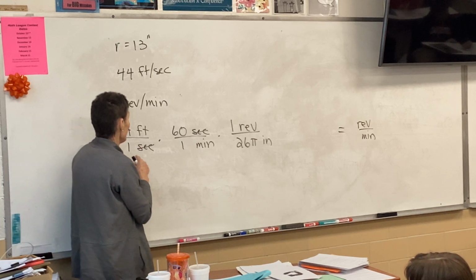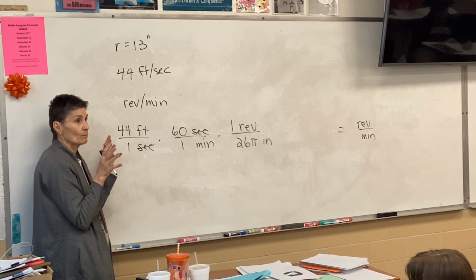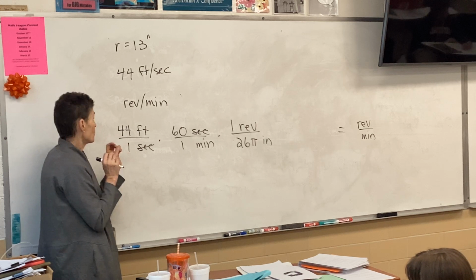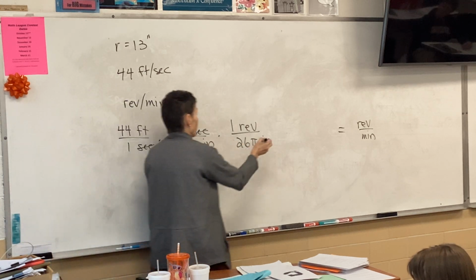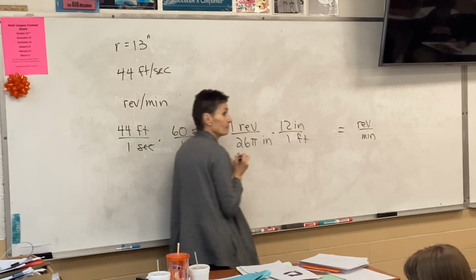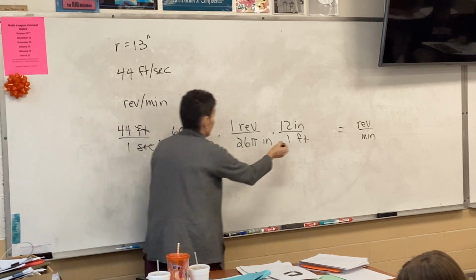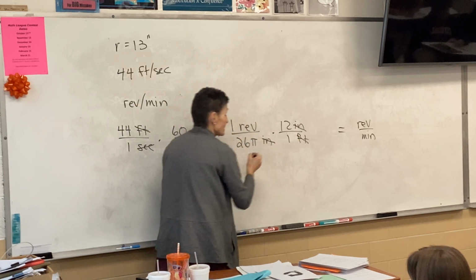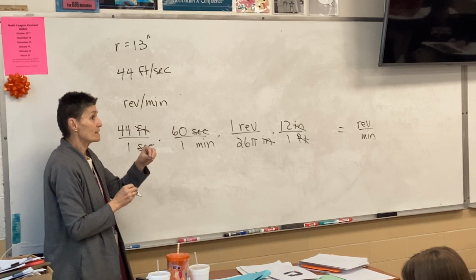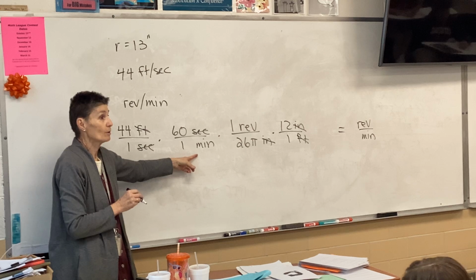Okay, wait, I have a problem because stuff hasn't canceled out. I need to get rid of some units. So what do I know? 12 inches is 1 foot. And that'll take care of the feet and the inches. And the only units I have left are revolutions per minute.